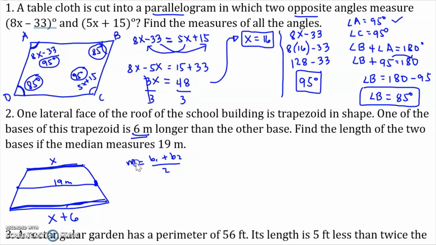So, substitute lang natin yung mga value. Our median is what? 19. So, substitute natin siya dito. 19 is equal to base 1 natin, we have x, plus base 2 natin, we have x plus 6, and then, divided by 2. So, again, saan nanggaling to? Dito sa formula, substitute nyo lang yung mga value. Our median is 19. Base 1 natin is ito po, si x. At yung base 2 natin ay ito, si x plus 6. And then, just copy divided by 2. Nakuha?